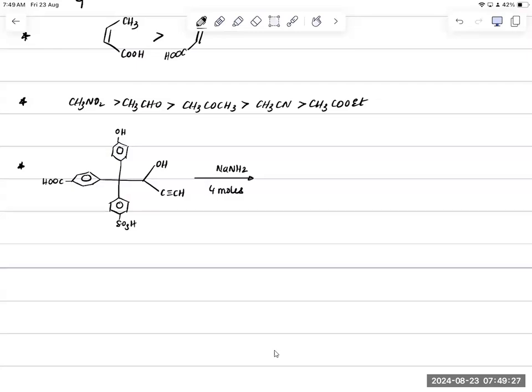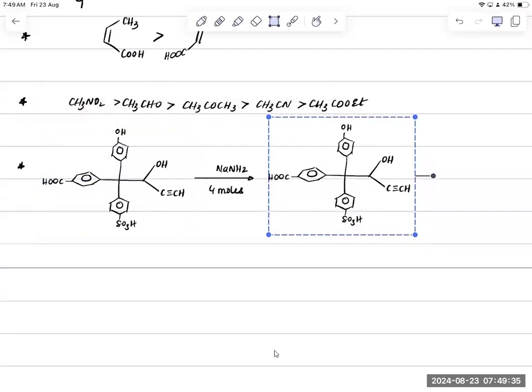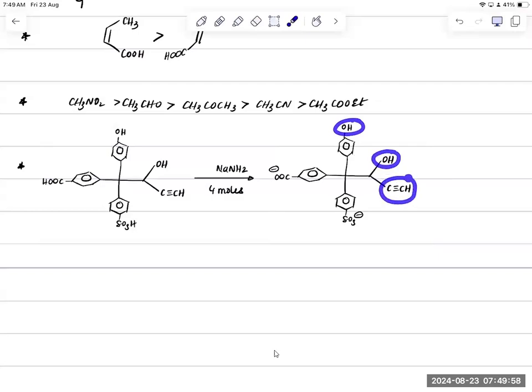Check this out. In such cases, we need to first understand the acidic strength of all of these. The most acidic one is the sulfonic group, so that will be released and you'll get SO3 minus. The second most acidic is the carboxylic acid, so that will be released and become COO minus. The third is between phenol, alcohol, and triple bond. In that case, phenols are more acidic, so that will be released. After that, we have alcohol and this one. Between these two, alcohols are more acidic, so that will go, plus 4 moles of NH3 here. So this will be the final product. Everybody understood this logic?